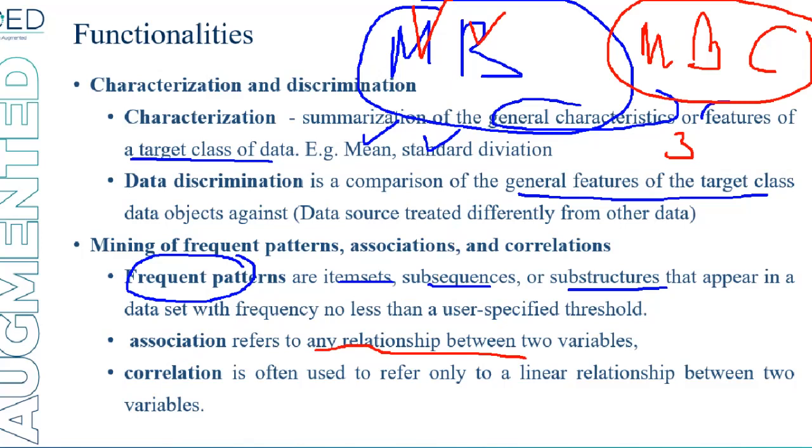Association refers to any relationship between two variables. For example, when someone takes a baby to a toy shop, they will buy a number of toys. This is known as association.